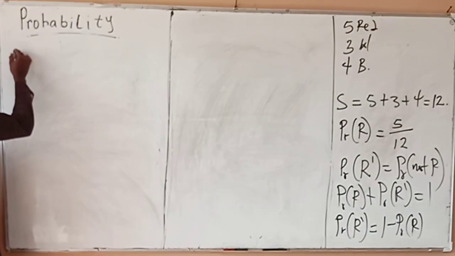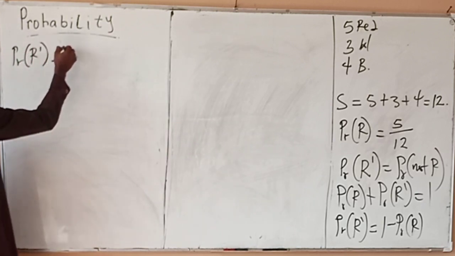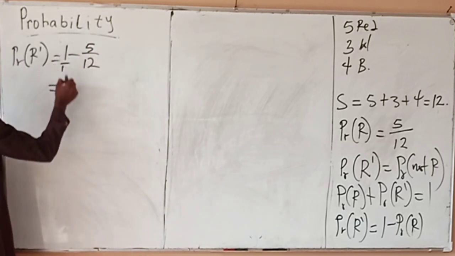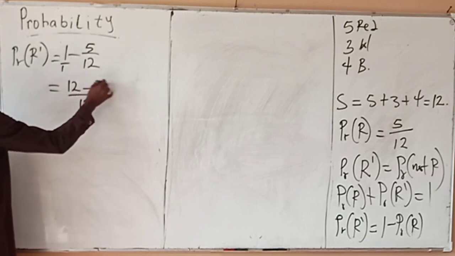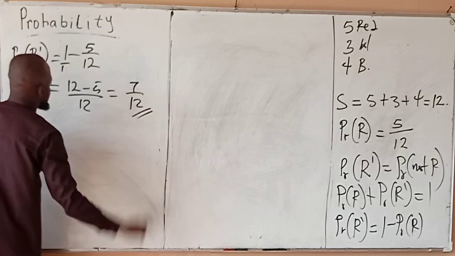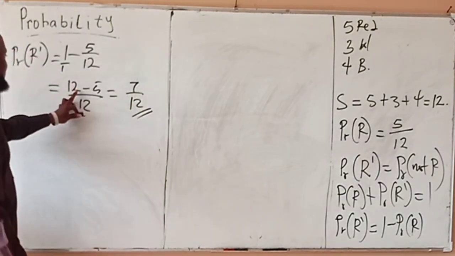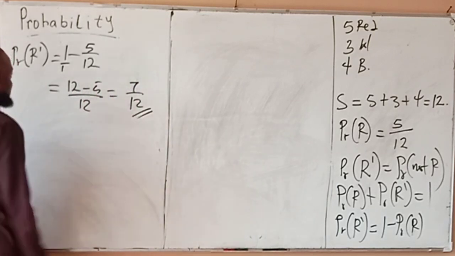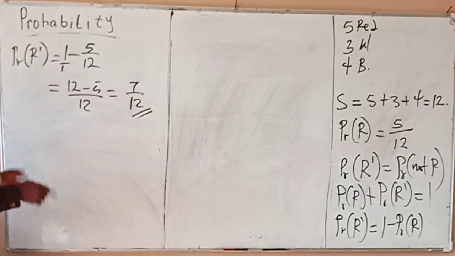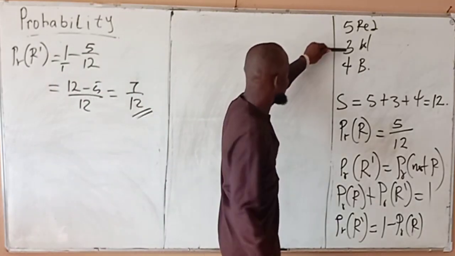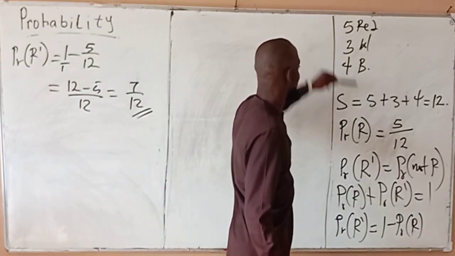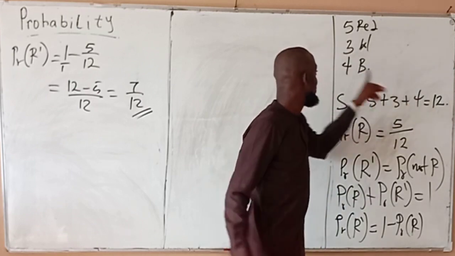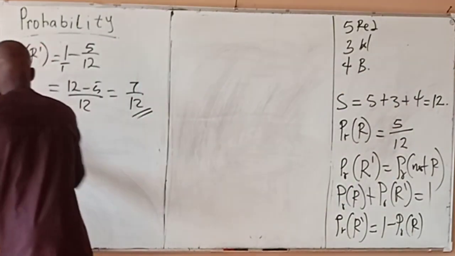So the probability of not red, that is R prime, equals 1 minus the probability of red, which is 5 over 12. That is 12 minus 5 over 12, which is 7 over 12. So the probability of not red is 7 over 12. What are the balls that are not red here? You have white and blue, the 2 kinds of balls that are not red. You add them together: 3 over 12 plus 4 over 12 gives you 7 over 12.